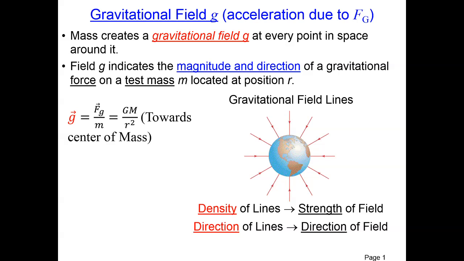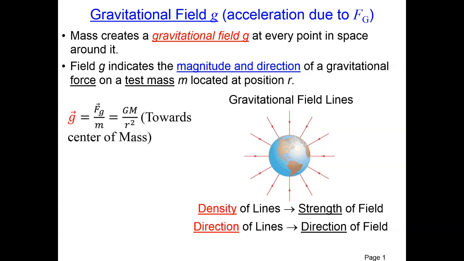To find the field strength, we take Newton's law of gravity. Force is equal to G times mass 1 times mass 2 divided by r squared. Then we divide both sides by mass 2, so we know what the acceleration would be. That means the acceleration is G times mass 1 divided by r squared. The direction of the acceleration is going to be towards the center of mass of the object generating the field, because gravity is an attractive force.